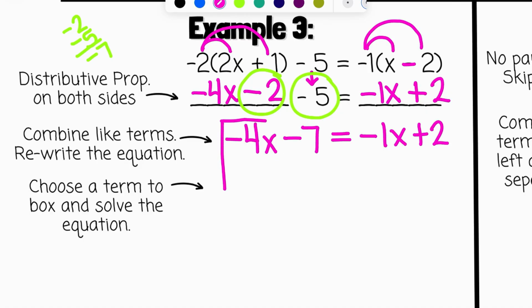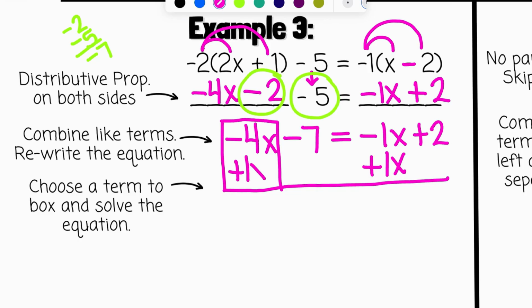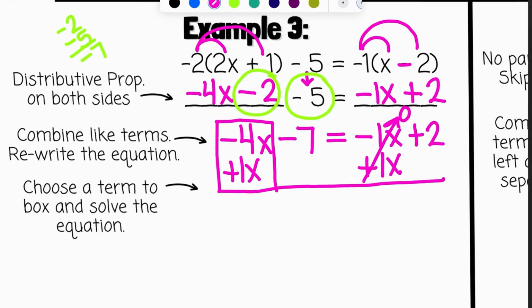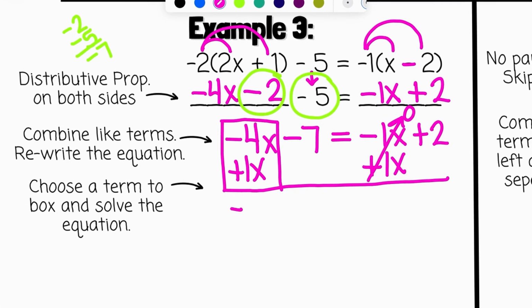So let's box our negative 4x. Again, there's more than one correct way to do this part. If you box negative 4x, you're going to be moving negative 1x, and the inverse of negative 1x is plus 1x. Okay, negative 1 and positive 1 make a 0 pair. Now make sure you go in order here. So let's do our box first. Negative 4x plus 1x is negative 3x. And then bring down your negative 7, then your equals, then your 2.